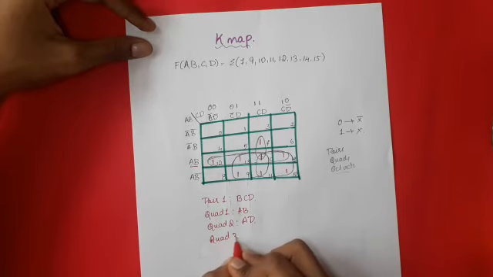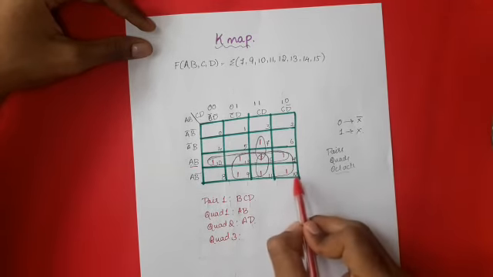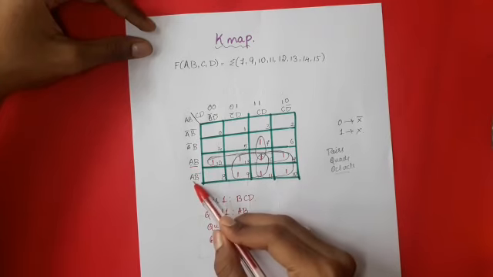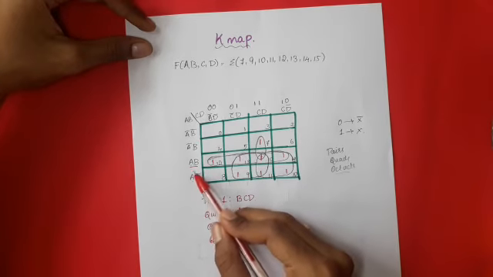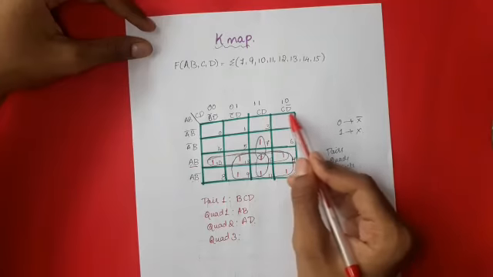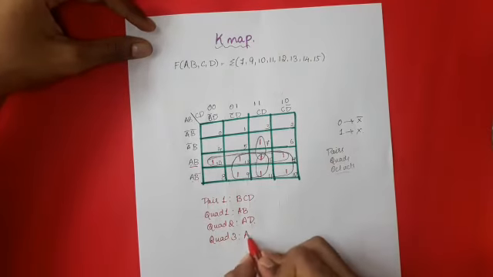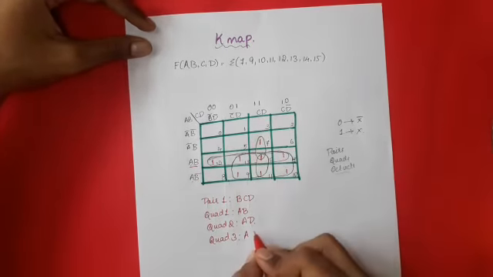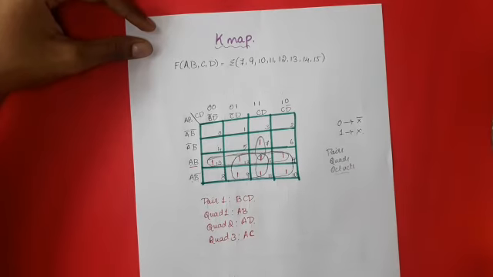Quad 3: 15, 14, 11 and 10, A B, A B bar, C D bar. So A is not changing here, and in these both C is not changing, so write C as it is.